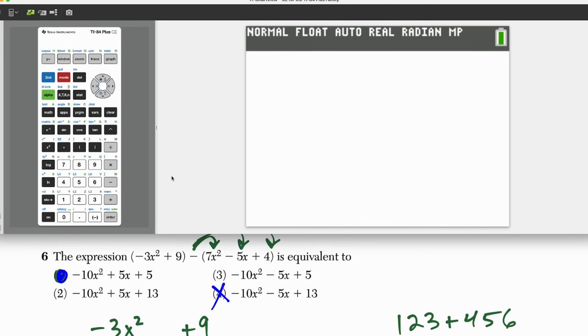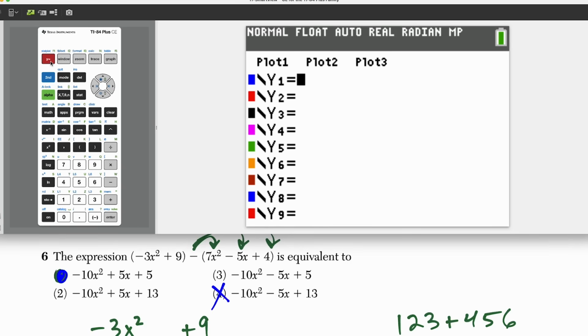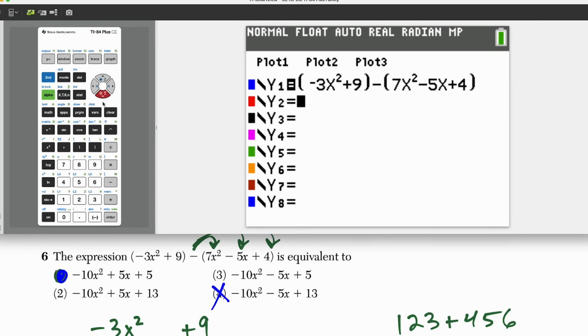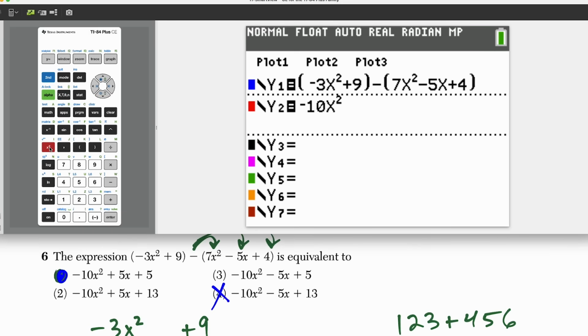But now let's say we forget the algebra, or we know how to do the algebra and we just want to check our answer. We could go to the y equals and we could type the expression in as is in the y1 spot. So we could put parentheses, negative 3x squared plus 9, close the parentheses, minus open parentheses, and then we have 7x squared minus 5x, and then plus 4. Close the parentheses, and now we write in our answer. We have negative 10x squared, and then we've got plus 5x plus 5.